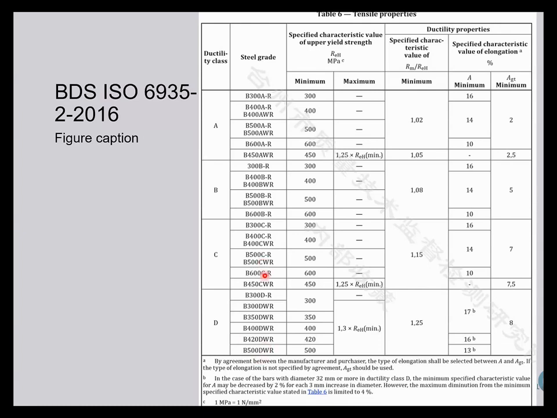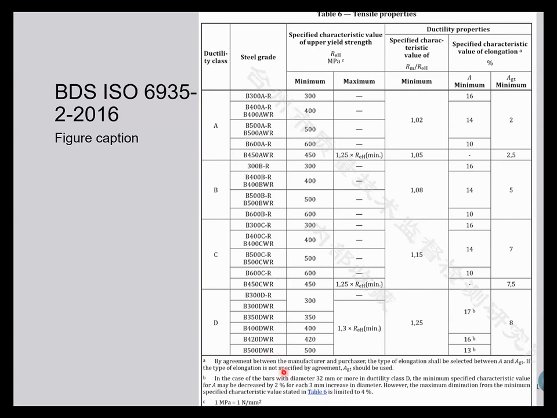Now what about W? W represents whether the steel is weldable or not. The metallurgical composition is such that if the steel is weldable, it can be welded with another iron-based material, then that is called W. If it is not, then there is no W in the mark. And R stands for ribbed, that is deformed.